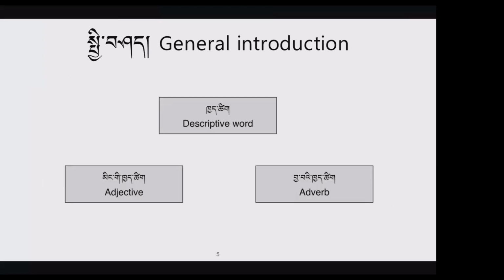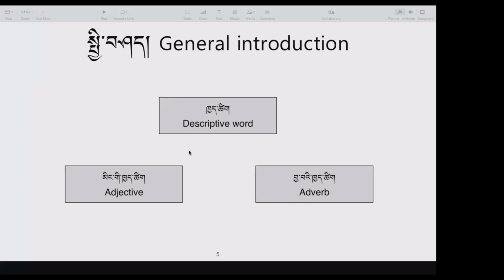So this is the general classification of descriptive word. So if we say, how many classification of descriptive word? We'll say two. What are these two? The first one is mingi ketsik, adjective. The second one is chawe ketsik, adverb. So we have adjective and we have adverb. And these are the two types of descriptive word. And in this class, we're going to discuss the first one, which is mingi ketsik, or adjective.